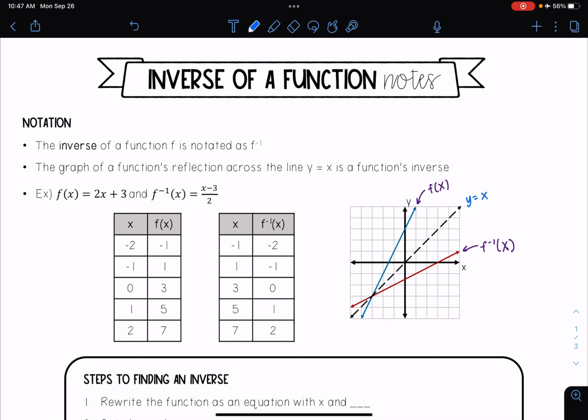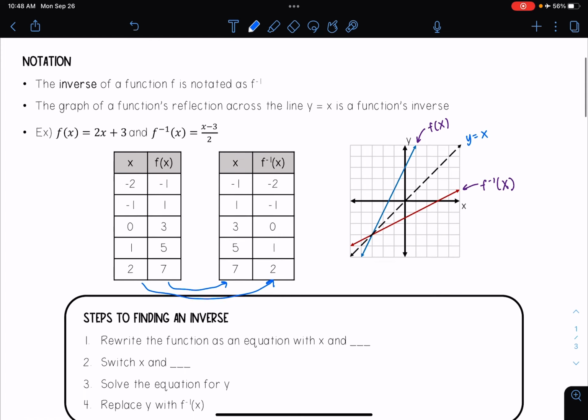And something you'll notice when we make a table of values for f and the inverse of f, I see we have the same values, they're just flip-flopped. So for f of x, I have x is negative 2 to 2, f is negative 1, 1, 3, 5, and 7. But then when we go to the inverse of f, we see that my f of x terms become my x terms, and my x becomes my inverse of f. So they swap places, and we'll see that every time with these inverses.